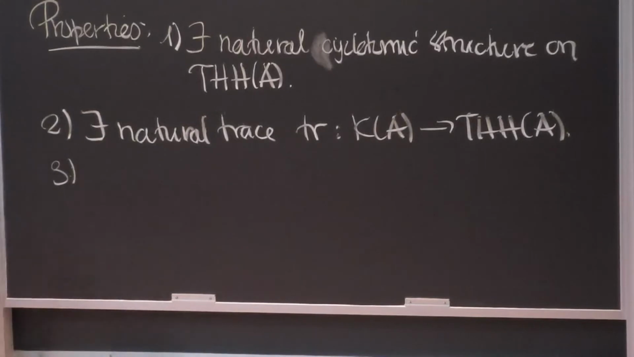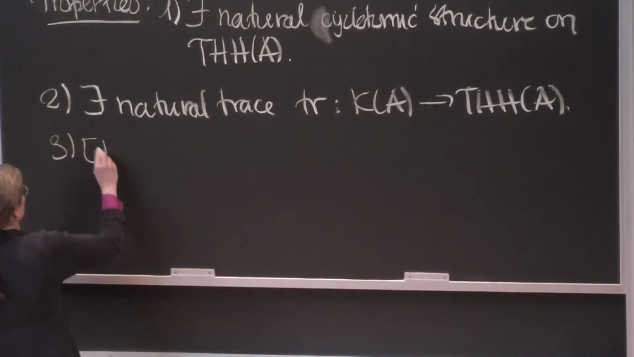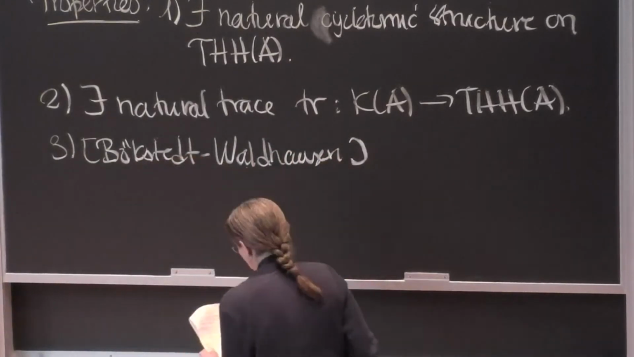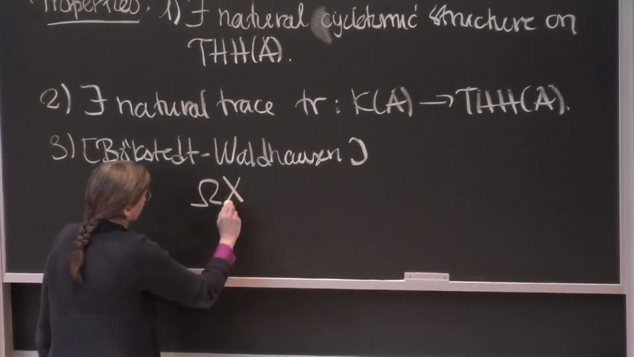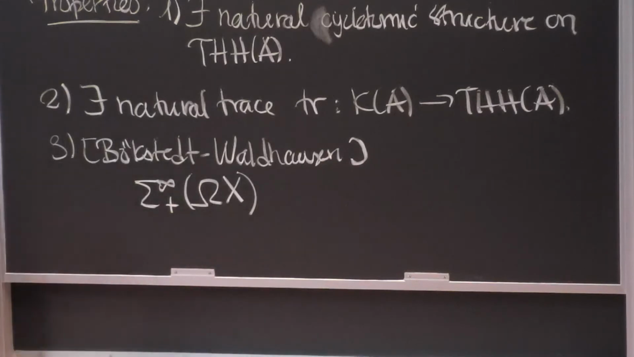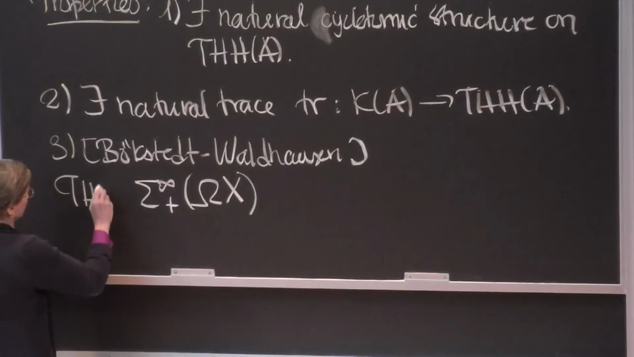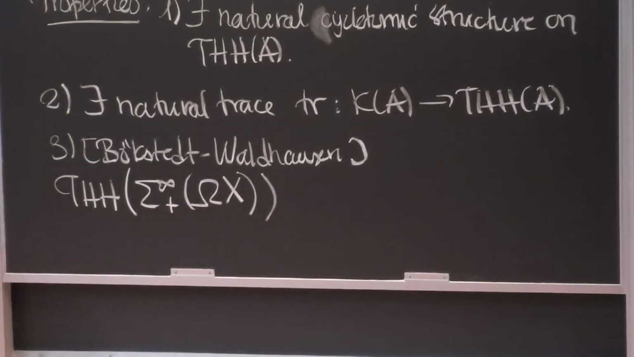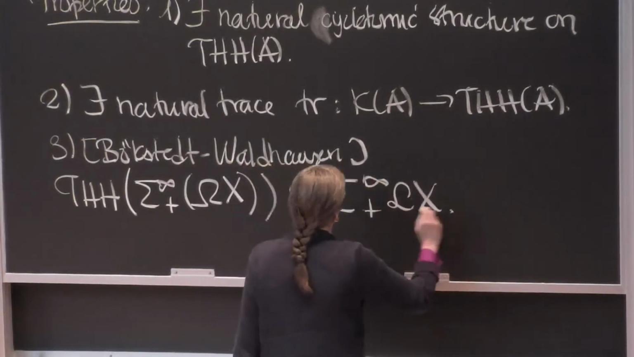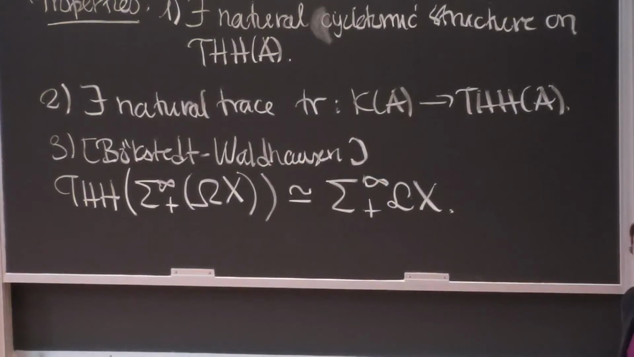Here's one that is dear to my heart because it makes the connection again with free loop spaces. It shows that what we were already seeing on the level of DG things also extends to this more spatial or spectral context. This is due to Bökstedt and Waldhausen, who showed that if you take a base space, look at the based loops on that space, and take the suspension spectrum of that, that's going to give you a ring spectrum where the multiplication is coming from the concatenation of the loops. So this is actually an algebra in spectra. We can apply THH to that, which is going to give us another spectrum, a cyclotomic spectrum, in fact. And this is equivalent to the suspension spectrum of the free loop space. So this is a spectral analog of one of the results that I gave to you yesterday.